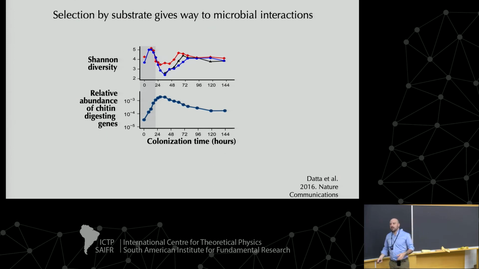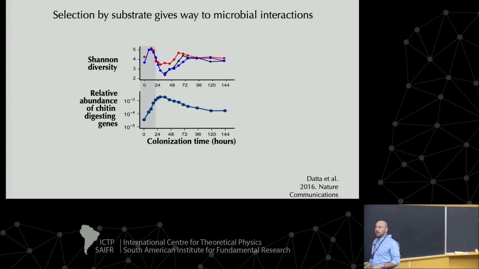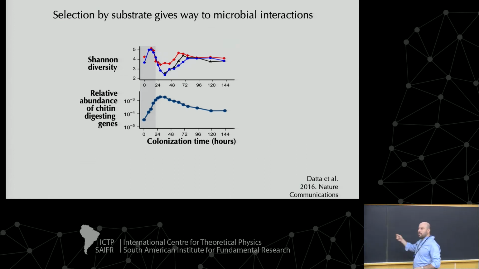Sorry, I didn't understand how you define the Shannon diversity coefficient. Say again? How you define the Shannon diversity coefficient? It's just the sum of P log P, where P is the frequency of the species. Yeah, sorry, it's just the Shannon index. It's something people do.